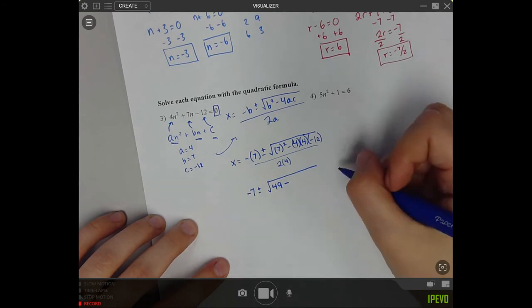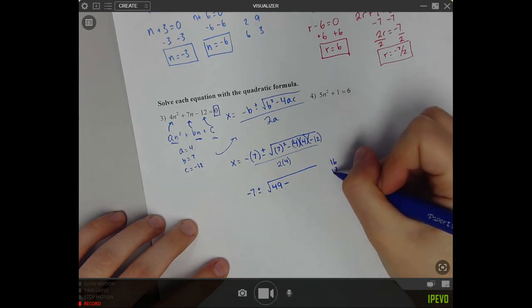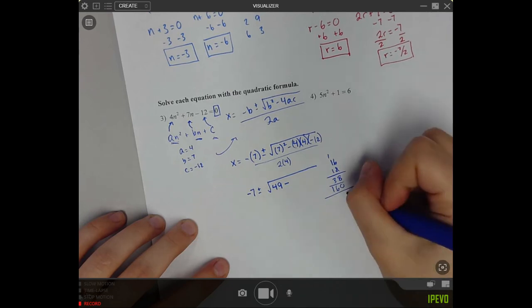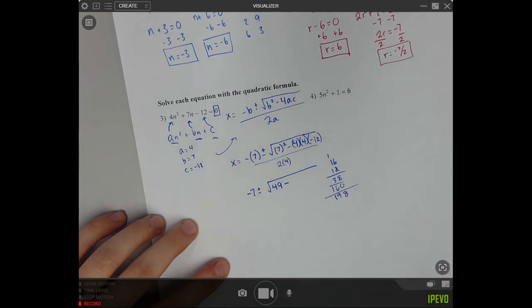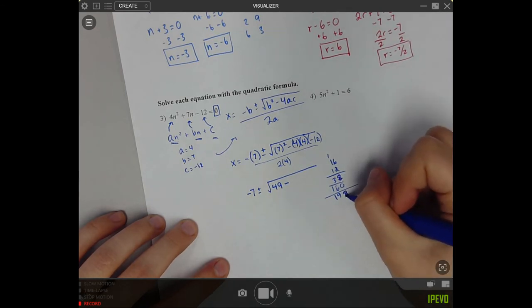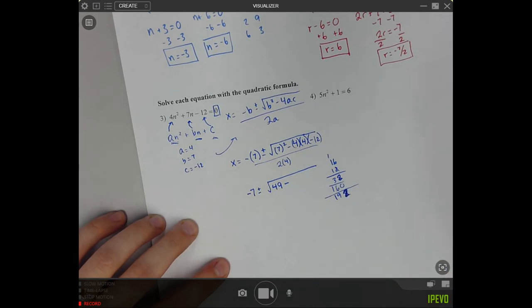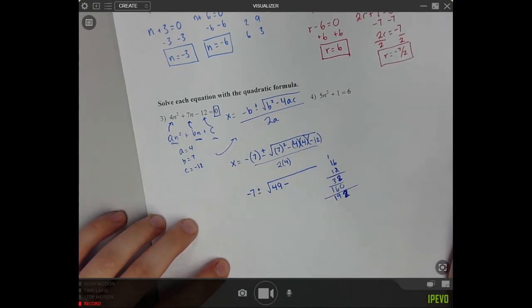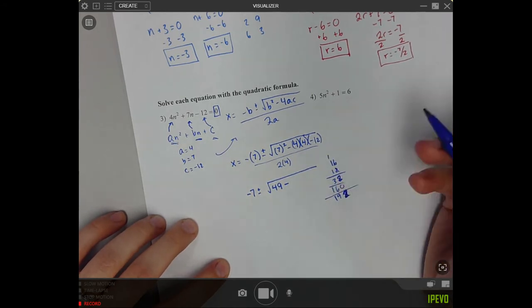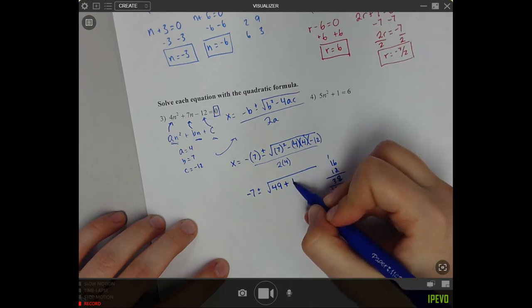Oh my goodness. Okay, let me do some math. 16 times 12... 192. 6 times 2 is 12, not 18. Classic. Guys, these mistakes are so easy to make, so just use your calculators. Because we have a negative here and a negative here, it's going to be plus 192.